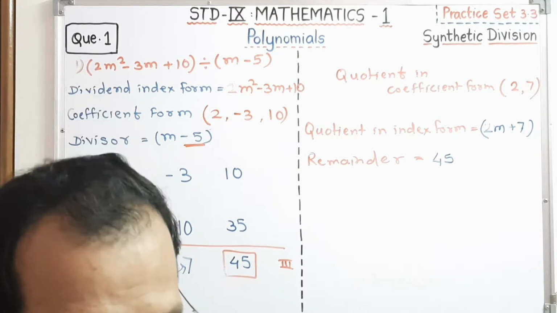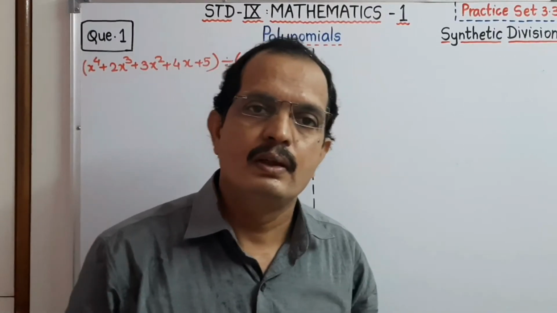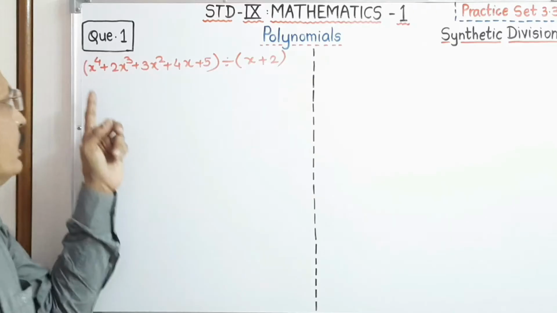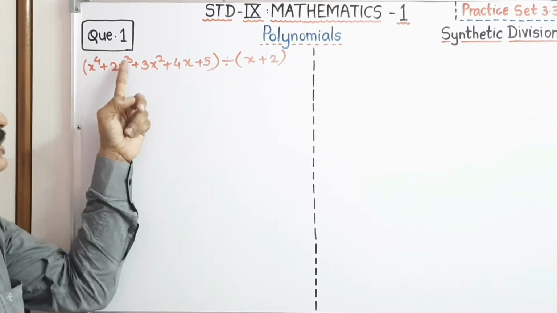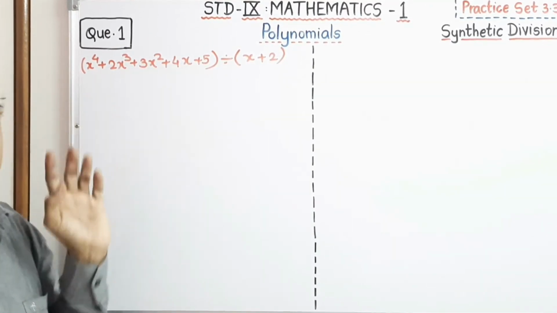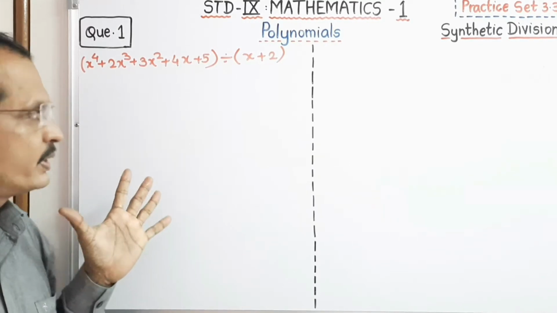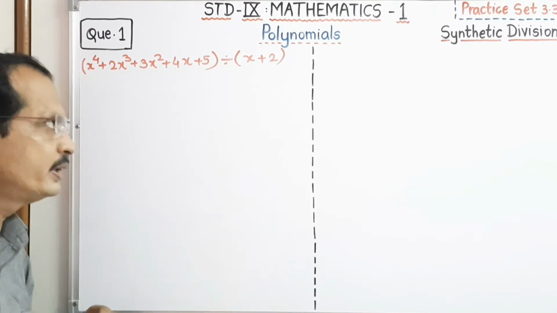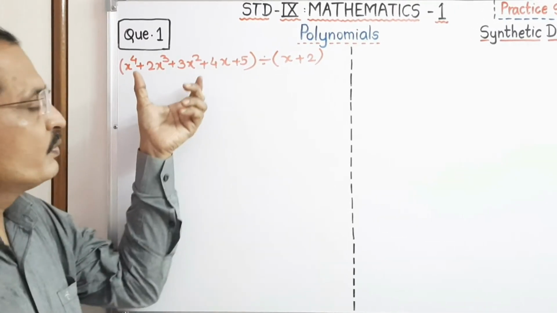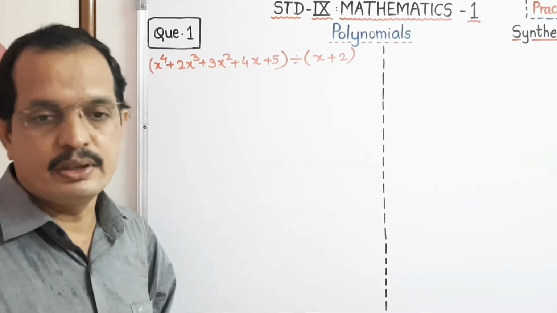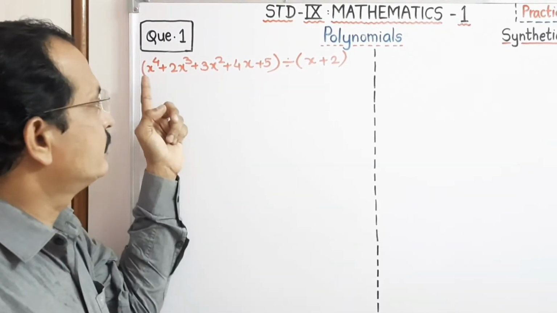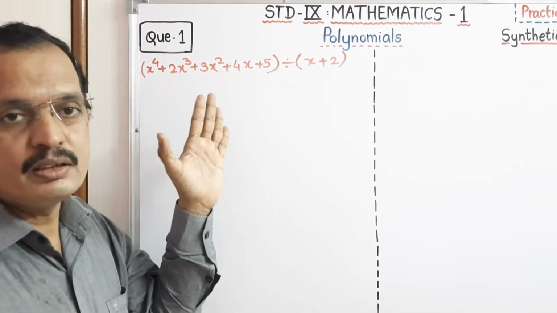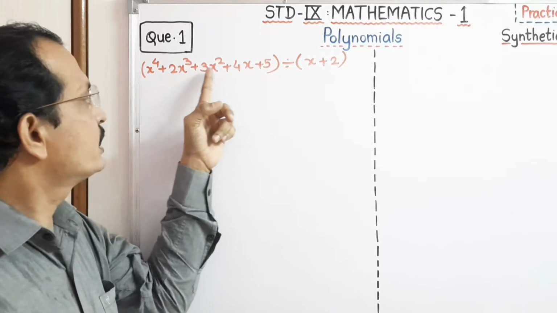Now we have to go to the second sum. Dear student, see the second sum. It is x raised to 4 plus 2x cube plus 3x square plus 4x plus 5. This is the dividend, and x plus 2 is the divisor. Very nice. Now see here, first of all we have to see the degree of the dividend. The degree of the dividend, yes, it is 5. Sorry, it is 4.